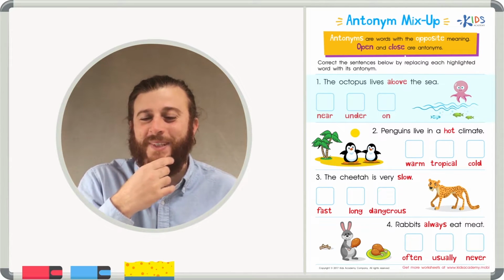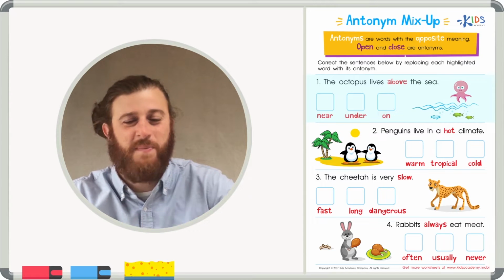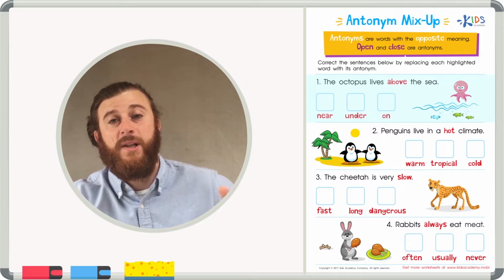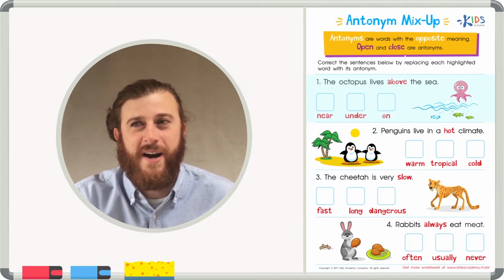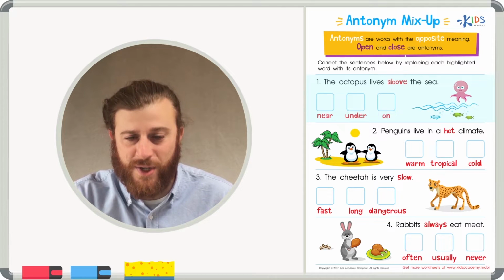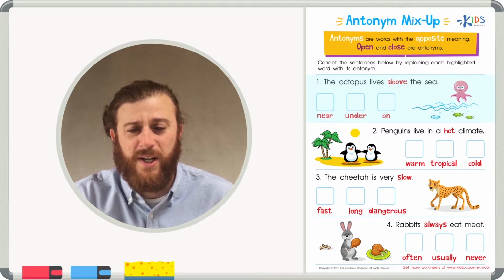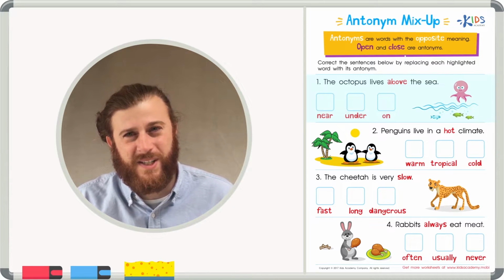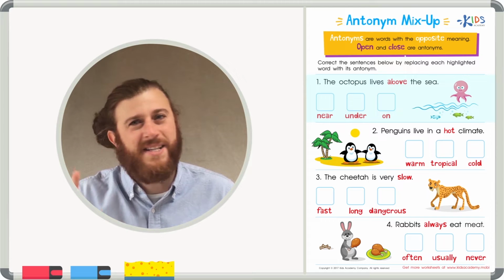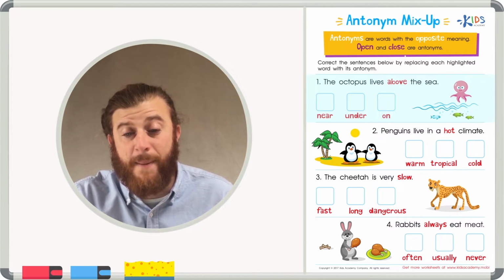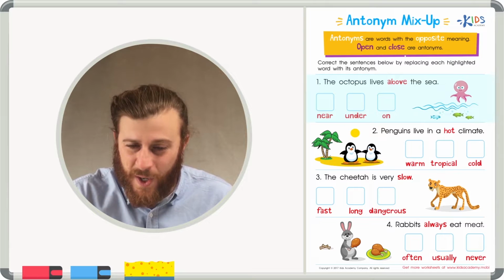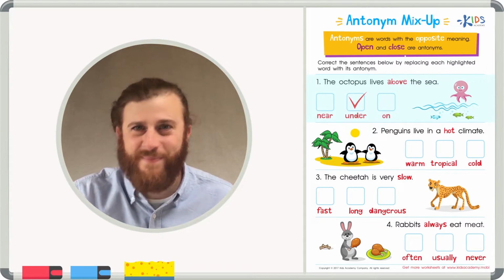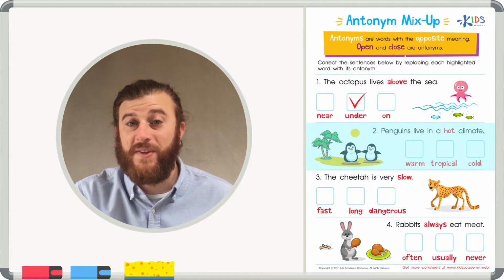Under. Under the sea. I think this might be the right answer, because the octopus doesn't live above the sea. The octopus lives under the sea. But let's try our last answer choice, just to be sure. The octopus lives on the sea. On is kind of like above. There are similar meanings in this sentence, and that's not the opposite. In this sentence, the opposite, or the antonym, is under. Let's read the sentence now. The octopus lives under the sea. That sounds right. Let's look at the second example.